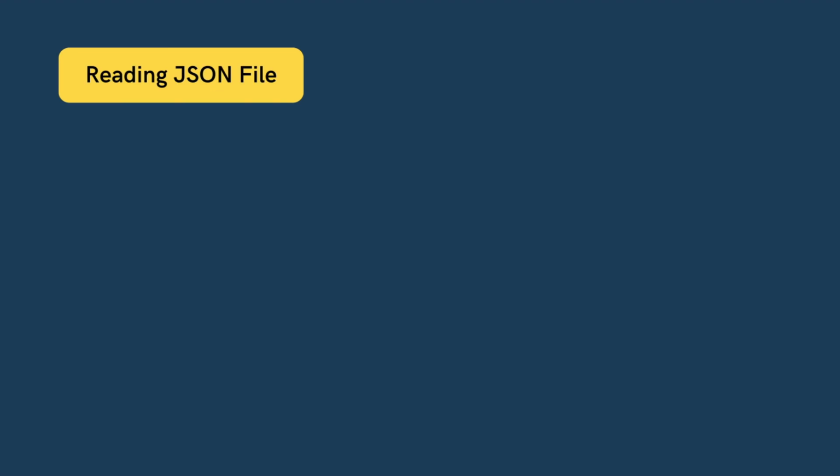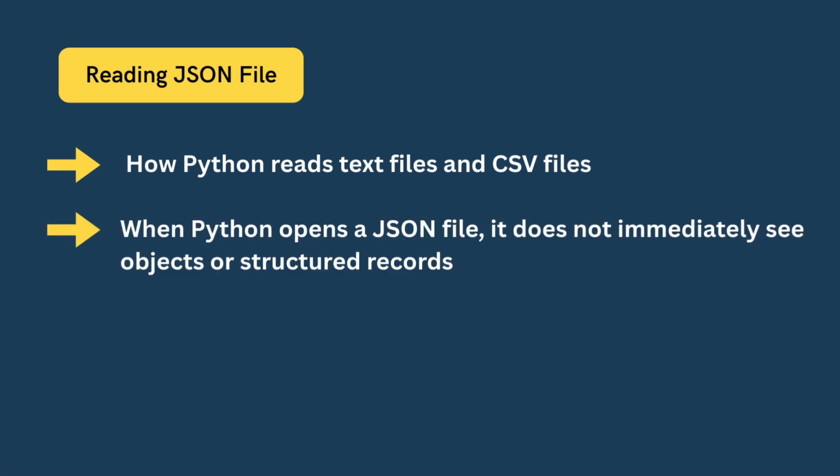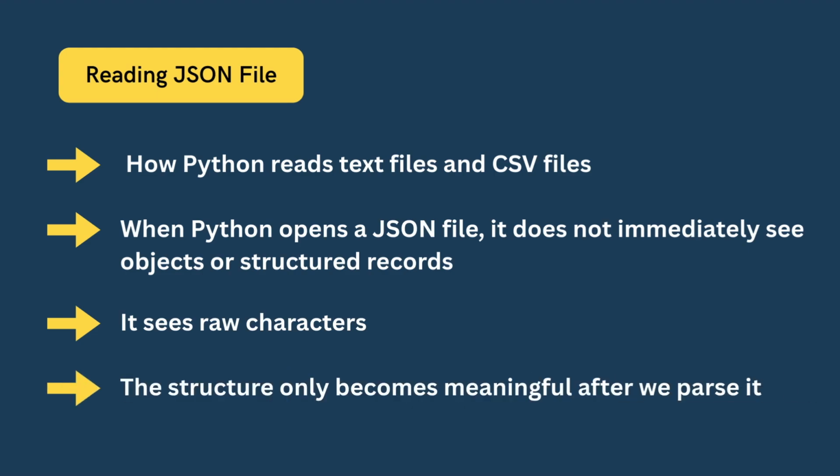At this point, you already understand how Python reads text files and CSV files. Now let's talk about JSON. JSON is still text. When Python opens a JSON file, it doesn't immediately see objects or structured records. It sees raw characters, curly braces, quotes, colons, commas, just text. The structure only becomes meaningful after we parse it.